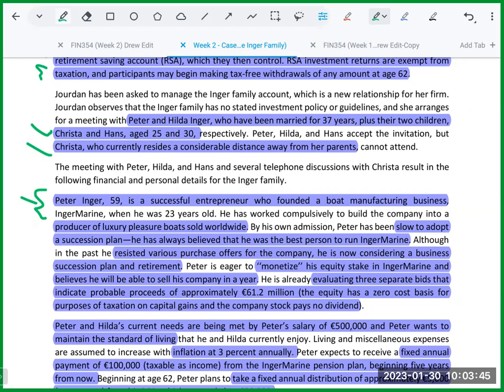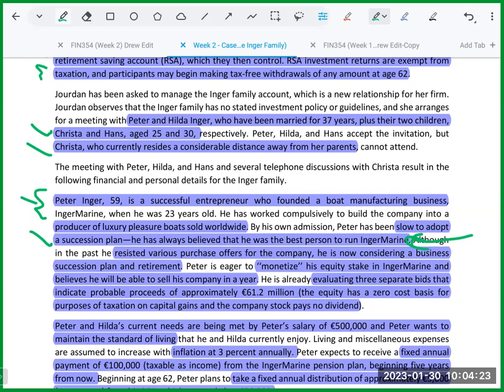Okay, then he has worked compulsively to build a business. All right, so compulsively shows he could be micromanaging. He's really invested in this business, right? And the boats are sold worldwide, fine. Peter has also been slow to adopt succession planning. Okay, so you can immediately see that you need to convince Peter quite a bit, because he always believed that he's the best person to run it. This immediately shows a bias already, right? That I mentioned earlier about entrepreneurs.